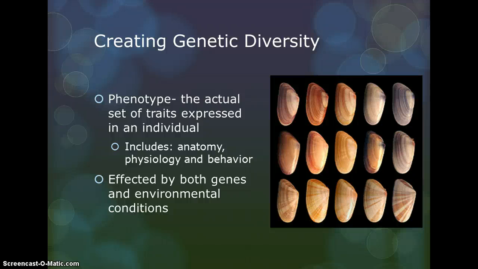We just finished talking about genotypes, and now we're going to compare that to phenotypes. The phenotype is the actual set of traits expressed in an individual, and it includes anatomy, physiology, and behavior. It's what we see, or the outcome of those genes, what those genes are coding for. Sometimes the phenotype is determined almost entirely or entirely by genes. For example, eye color is determined by the genes that you get from your parents.